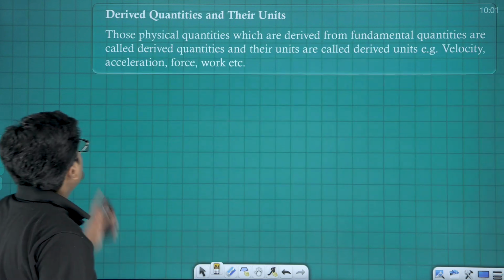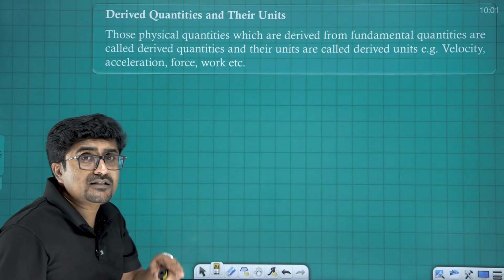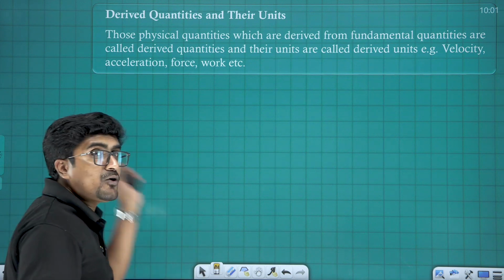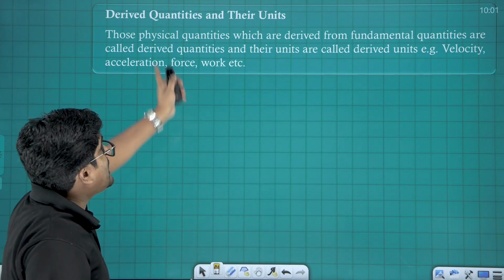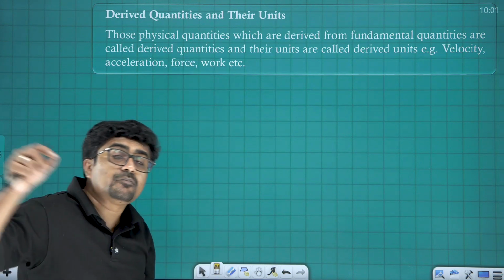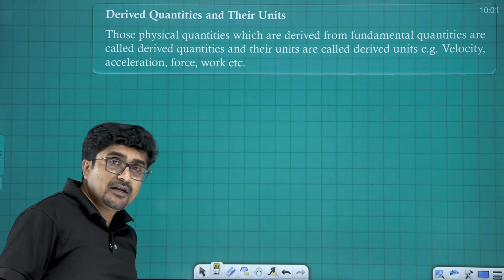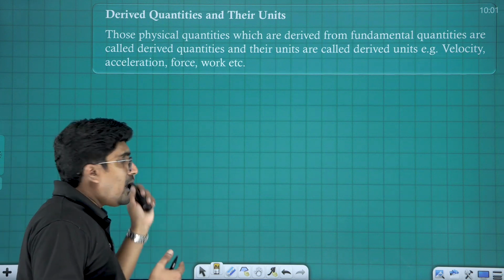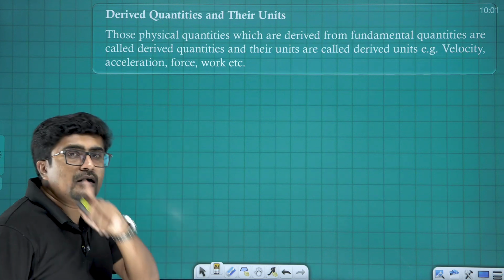All right, moving to the next, derived quantities. All physical quantities which are derived from fundamental physical quantities are known as derived quantities. We can't mention all the derived quantities over here, but almost all the most important derived physical quantities are in the list along with their units.